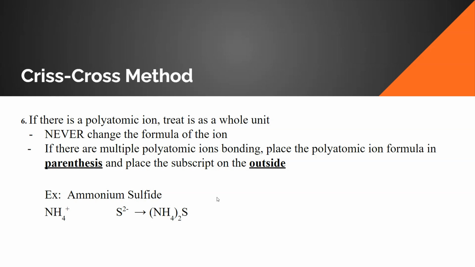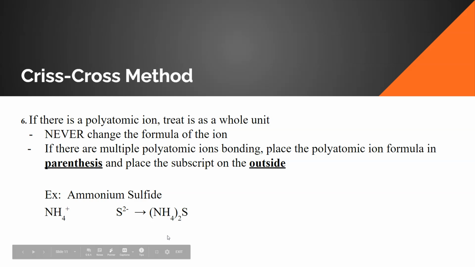If you have a polyatomic ion as either your cation or your anion, then it is treated as a whole unit. Remember that the atoms in the polyatomic ion are bonded together, so you never change the formula of the ion. You're going to crisscross the charges only. If you're going to have a subscript other than a 1 for a polyatomic ion, then you have to put the polyatomic ion in parentheses and put its subscript on the outside of the parentheses.